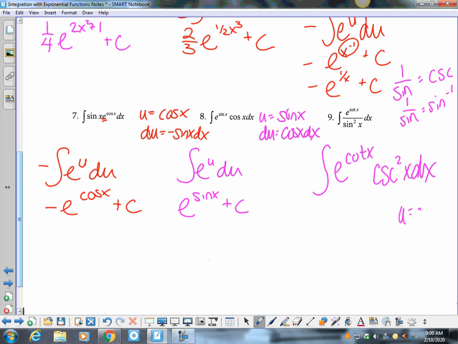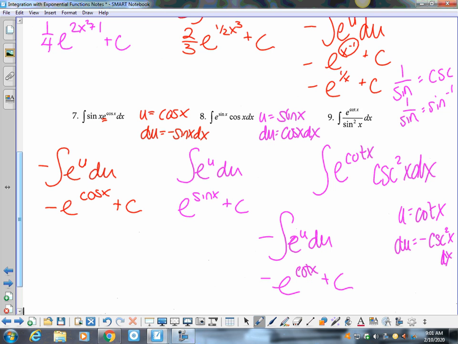So my u is cotangent x. My du is negative cosecant squared x dx, which I have. I just need a what? A negative. So negative e to the u du. So negative e to the cotangent x plus c.